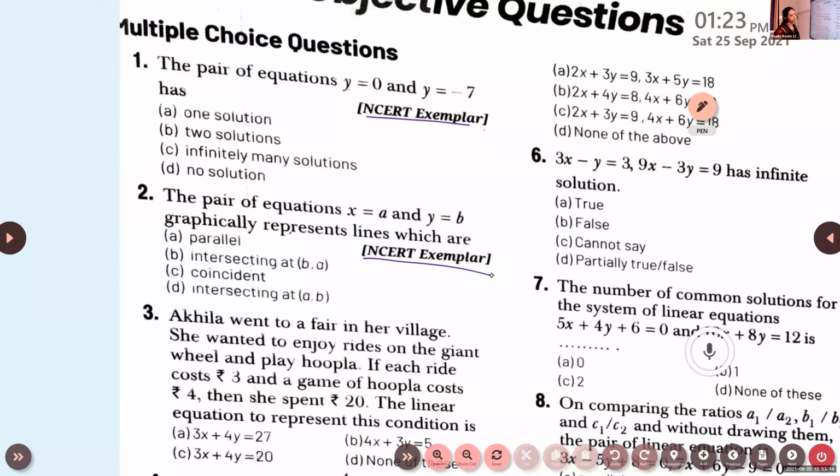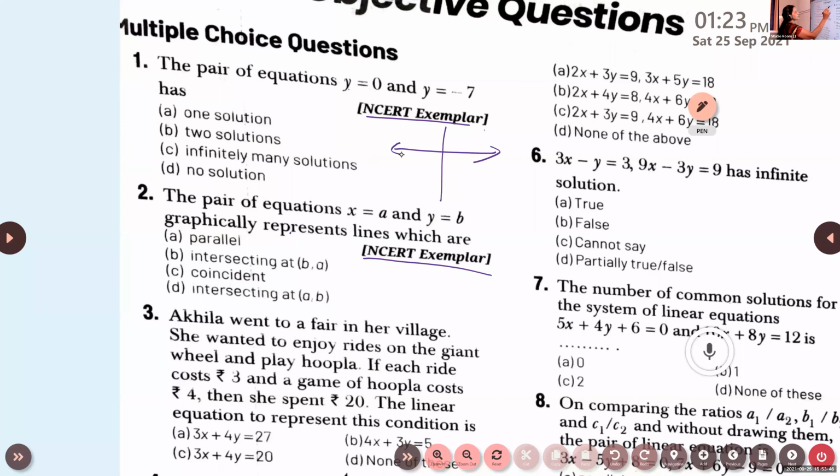What can you say? How many solutions are there? Y is equal to 0 and y is equal to -7 has, what is the answer? One solution, two solutions? How many solutions? Okay, look at the graph. What about the graph of y is equal to 0? Is it the x-axis? Yes, ma'am. And y is equal to -7 means?